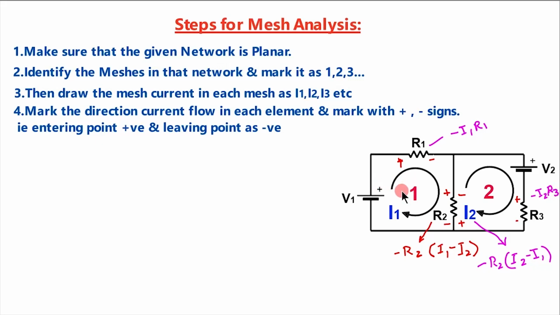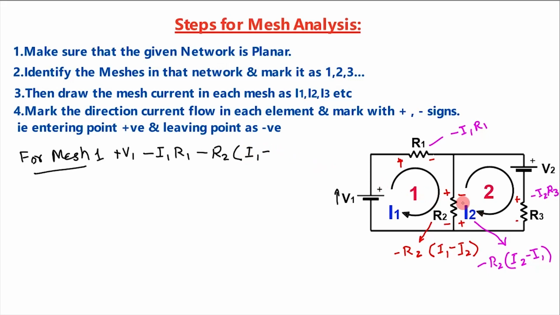Next step is we have to write the mesh equations for each mesh applying KVL, that is Kirchhoff's voltage law. For mesh 1, see here minus to plus, that is rise in potential, so plus V1. Here plus to minus, that is voltage drop, current into resistance, minus I1 into R1. See here, two currents are there. I1 is in this direction, clockwise direction, while I2 is in the opposite direction. So now we are considering mesh 1. So here I1 is flowing from positive to negative, minus R2 into, while we are in mesh 1, I1 must be written first, minus I2, which is in the opposite direction.